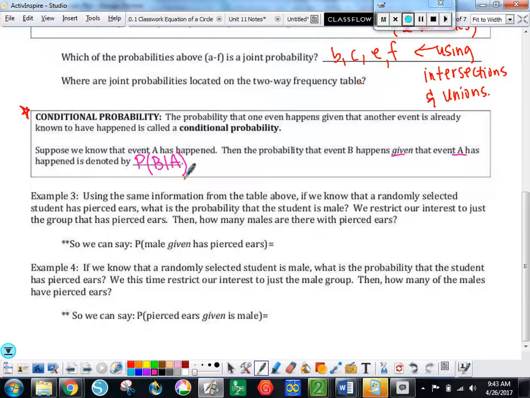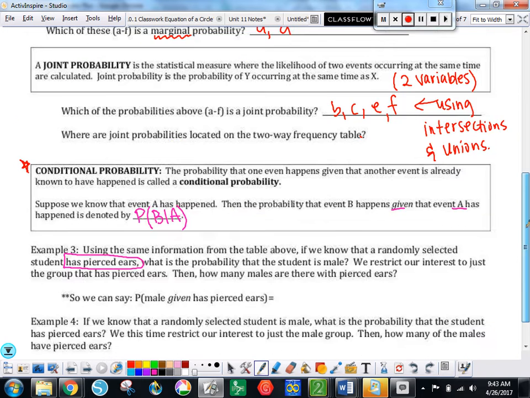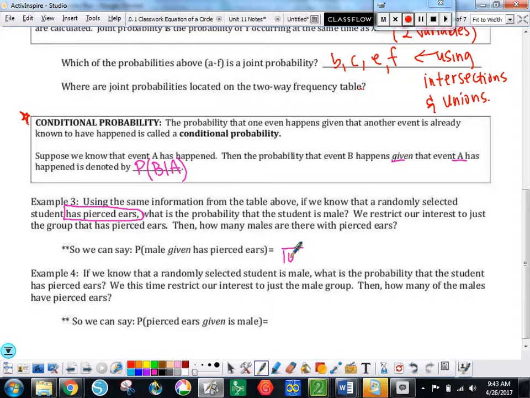So, using the same data as above, if we know that a randomly selected student has pierced ears, which means that is the only group I'm looking at, what is the probability that the student is male? Well, how many students have pierced ears? 19 males, but how many students total? 103. Good. So 103 is my denominator because I'm only looking at the pierced ears. I fill in the denominator first every single time. Out of those 103, there are 19 that are male, so 19 out of the 103 would be that conditional probability.